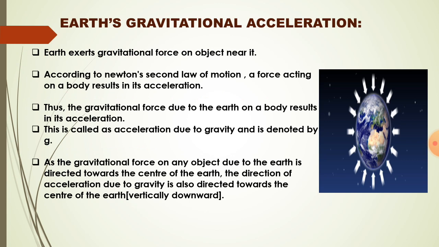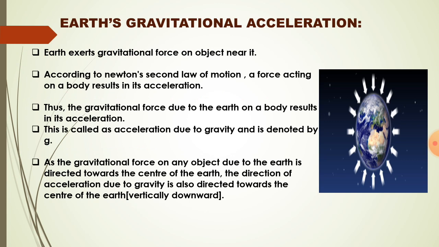So students, Earth exerts gravitational force on objects near it. According to Newton's second law of motion, a force acting on a body results in its acceleration. Thus, the gravitational force due to the earth on a body results in its acceleration, and this is called acceleration due to gravity, which is denoted by small g. Students, don't confuse capital G and small g. You have to remember these terms. Acceleration due to gravity is denoted by small g.